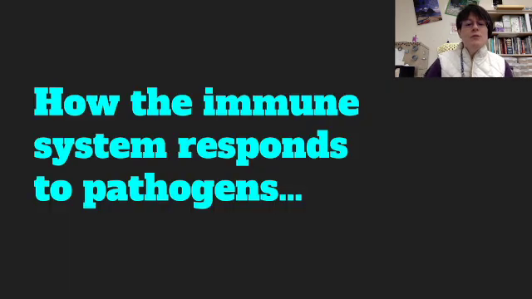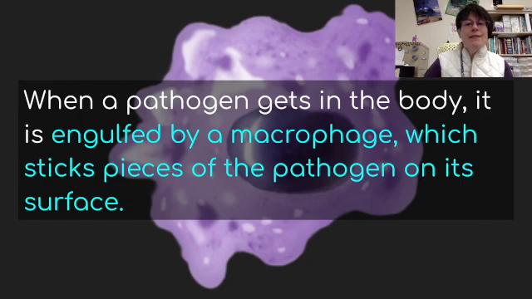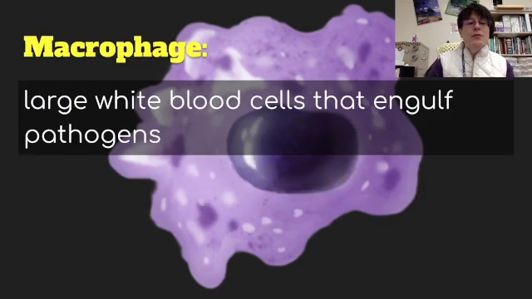So how does the immune system respond to pathogens? And remember, pathogens are disease-causing organisms. So when a pathogen gets in the body, it is engulfed by a macrophage, and that's a cell like in the background, which sticks pieces of the pathogen on its surface. So we don't see this, but the macrophage actually swallows, kind of like when we were watching that amoeba moving its pseudopods. It's kind of like an amoeba, and it moves its pseudopods around the pathogen, and then it takes pieces of the pathogen off and puts it on the surface of itself. So macrophages are large white blood cells that engulf pathogens.